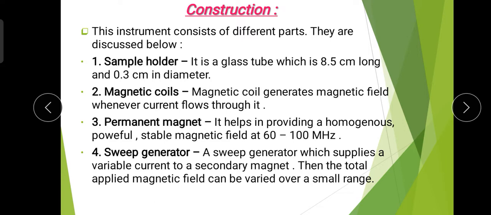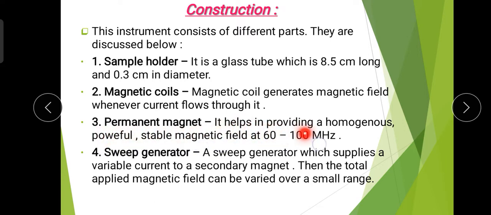So here also the function of the magnetic coil is the same. We pass the current through these magnetic coils and we get the magnetic field, and we can vary this magnetic field by varying the current. Now the third one is the permanent magnet.